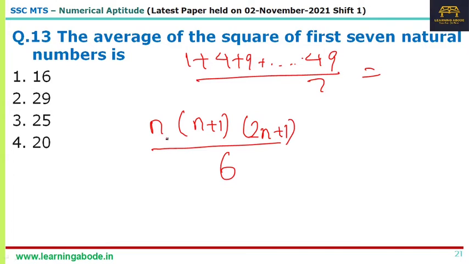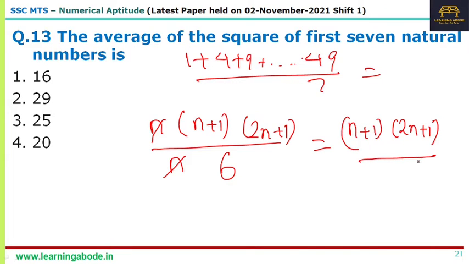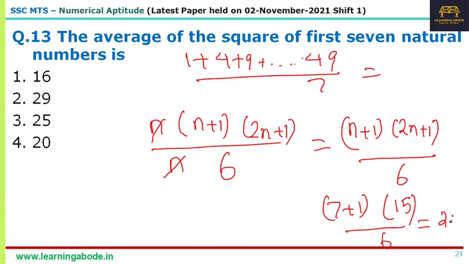When you're asking for the average, this n and n go off. So what you're left with is n plus 1 into 2n plus 1 by 6. So n is 7, 7 plus 1 is 8, and 2n is 14, 14 plus 1 is 15, by 6. So 8 into 15 is 120, 120 by 6 is 20. So answer option D, 20, is the answer for this question.